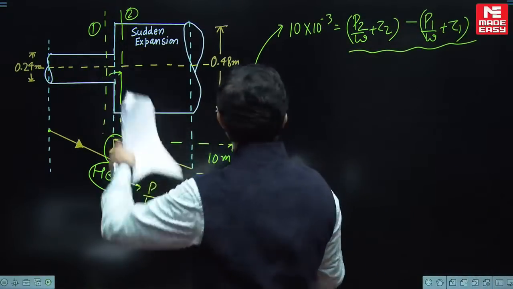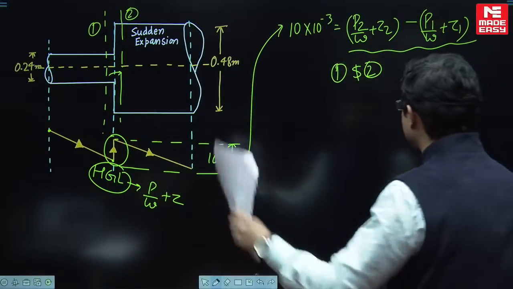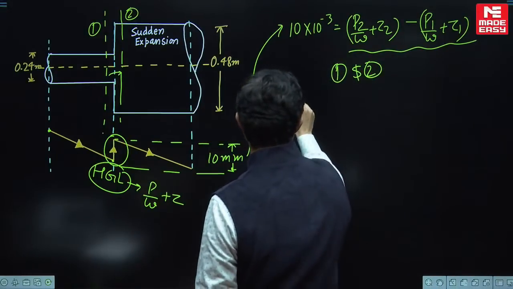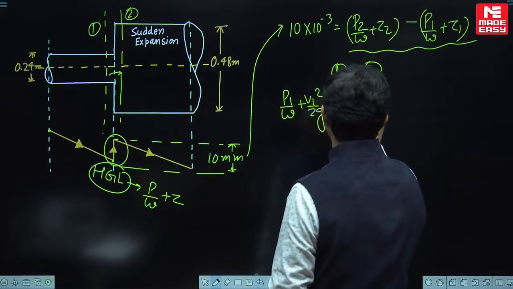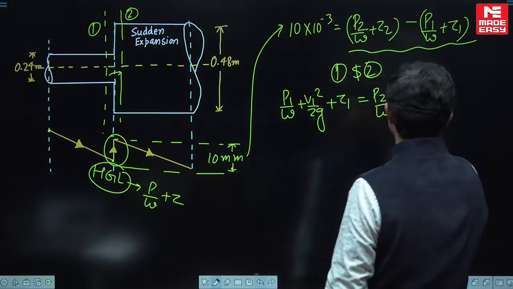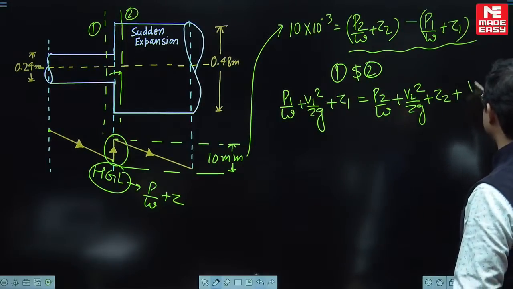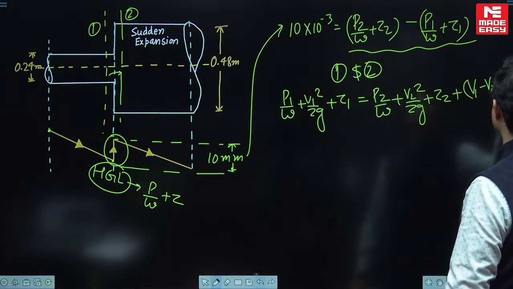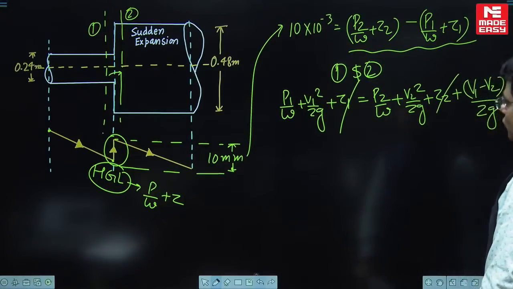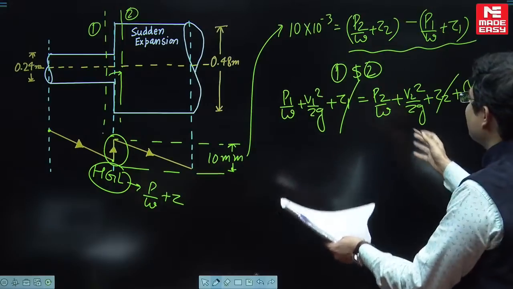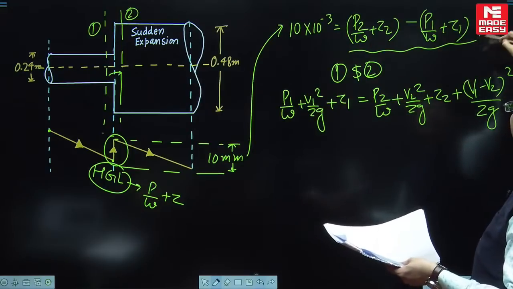Now how to find, beta? Simple. Apply Bernoulli's equation between 1 and 2. So P1 by W plus V1 square by 2G plus Z1 is equal to P2 by W plus V2 square by 2G plus Z2 plus head loss due to sudden expansion, which is V1 minus V2 whole square by 2G. This and this is also gone already. अच्छा, gone क्यों कर रहे हो यार? Piezometric head difference already you guys know is this much.